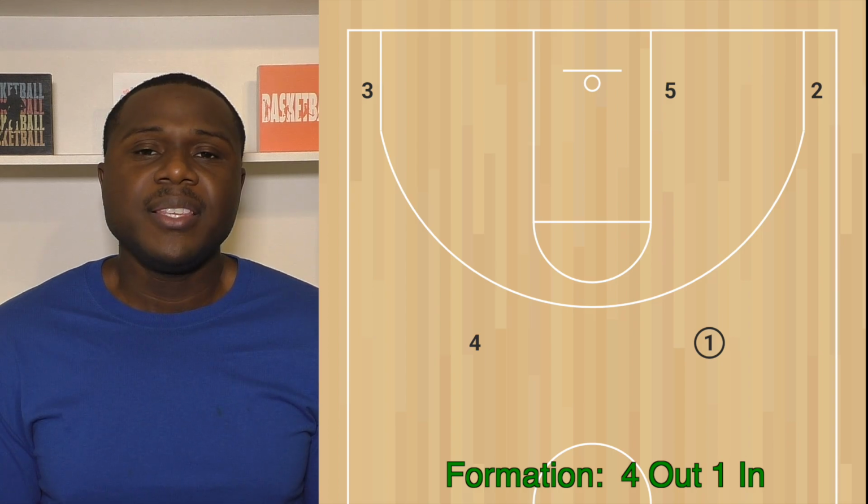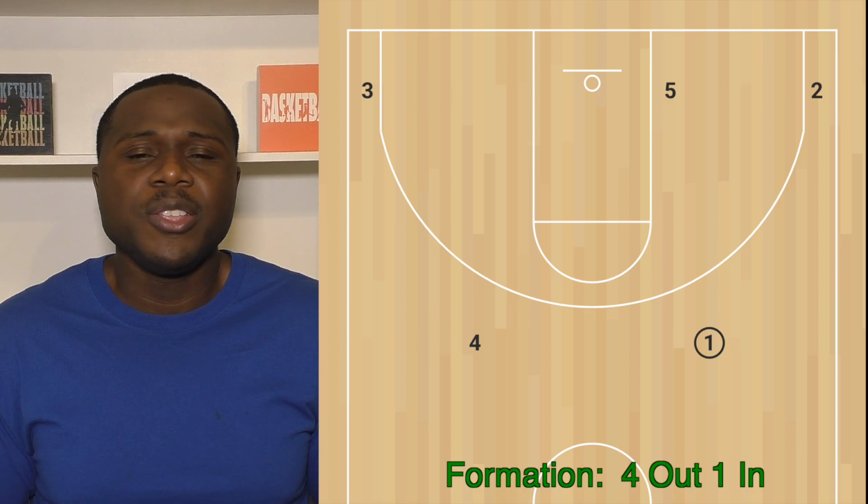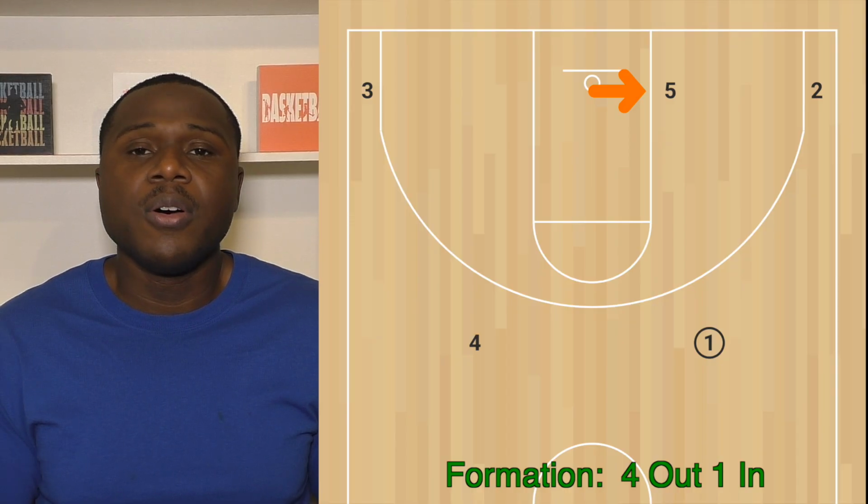The next basketball formation is the 4-out, 1-in, and this is probably the most common that you'll see in today's game. This is where your players stand in the corners, the wingish/slot area, and you have one big guy or big girl on the block.